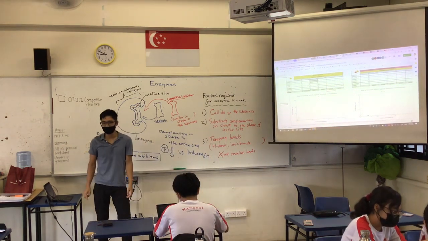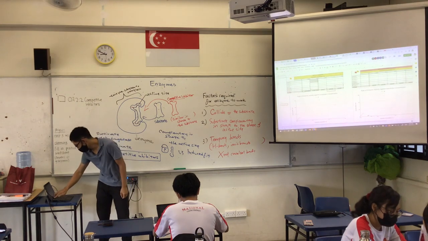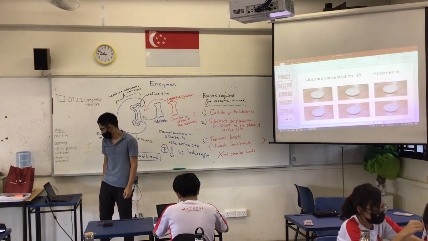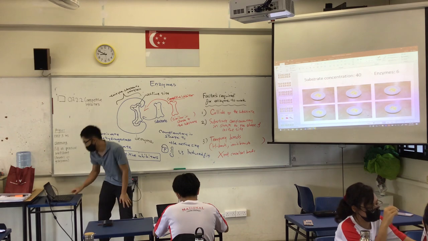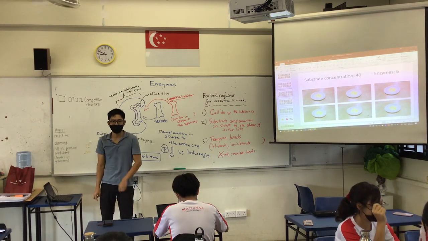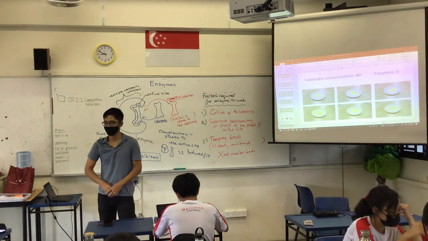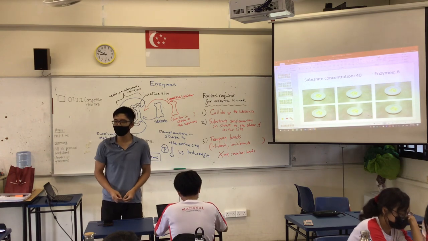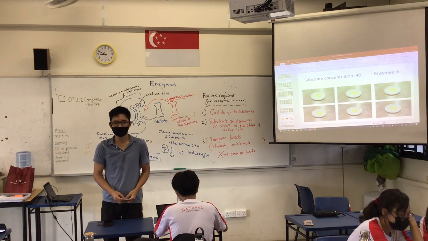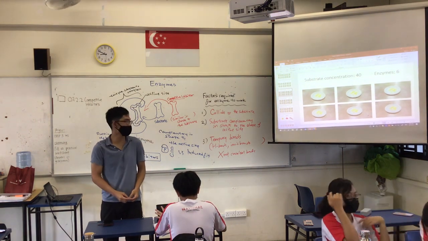Okay, let's go to the next level. It gets harder and harder. Next level, I would like you to put 40 substrates on the plate. It will take a while for you to set up. 40 substrates.